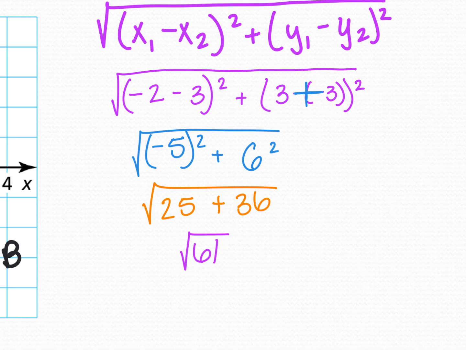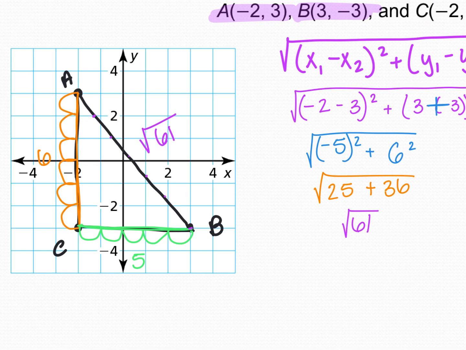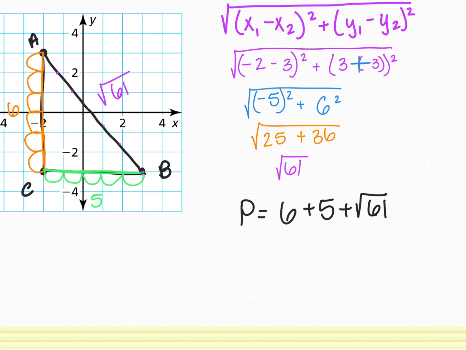Can I simplify the square root of 61? No, I cannot. So that will be my answer for this side, the square root of 61. Now all I have to do is add everything together. I have perimeter is going to equal 6 plus 5 plus the square root of 61. Combining what I can, 6 and 5 is going to give me 11 plus the square root of 61. Can I add 11 and the square root of 61? No, I cannot. So I'm going to leave it like this. And that's telling me that this is my answer.